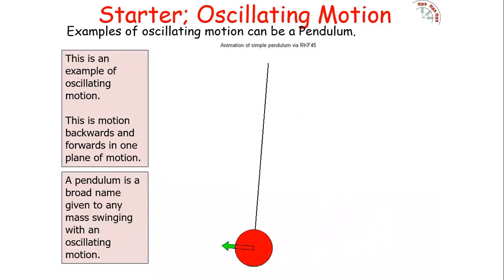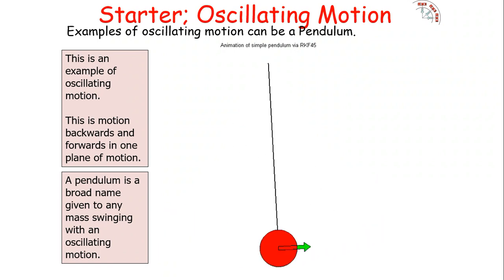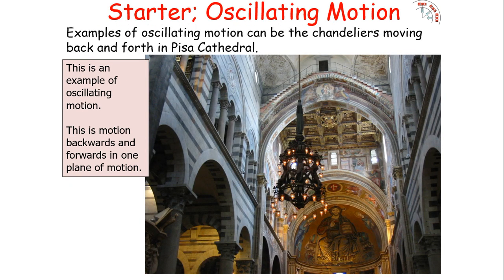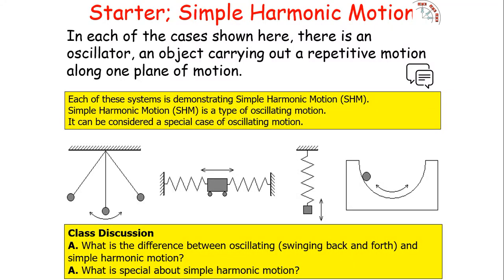Now, we've used the word pendulum a number of times. Well, a pendulum is just a broad name given to any mass swinging with an oscillating motion. Now, the most famous example might actually be the chandeliers moving backwards and forwards in Pisa Cathedral, because they were observed by Galileo in the 17th century, and he was able to deduce from that some truths about objects undergoing oscillating motion. But there's actually a special case in oscillating motion, and we call that particular special case simple harmonic motion. Now, what's the difference between oscillating motion and simple harmonic motion, and what's so special about simple harmonic motion?